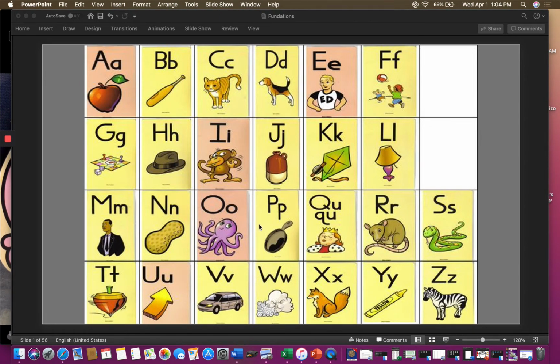And right now we're going to be going over P, pan, P. And Q, queen, qu. Now, if you look at this picture of the Q, it has an extra letter. We'll talk about that once we get to that letter. Right now, let's focus on P.